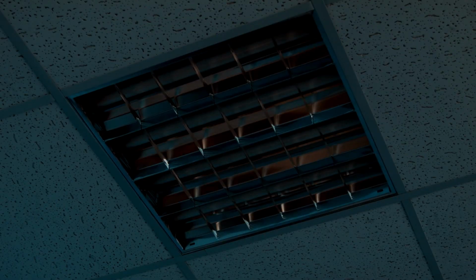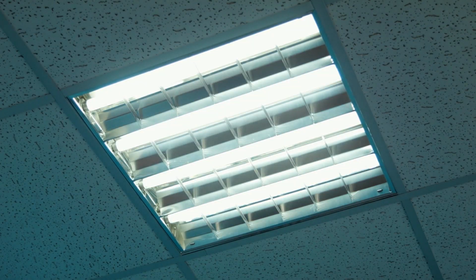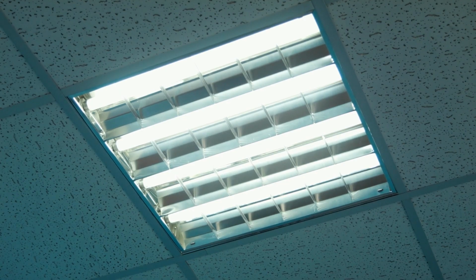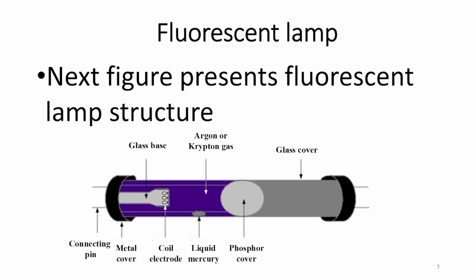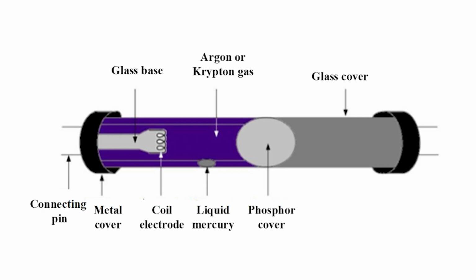Fluorescent lamp converts electric energy to light energy with higher efficiency than that of an incandescent lamp. Next figure presents the fluorescent lamp structure. From the left side we see the connecting pins, the metal cover, glass base, coil electrode, argon or krypton gas, liquid made of mercury, phosphor cover, and glass cover.